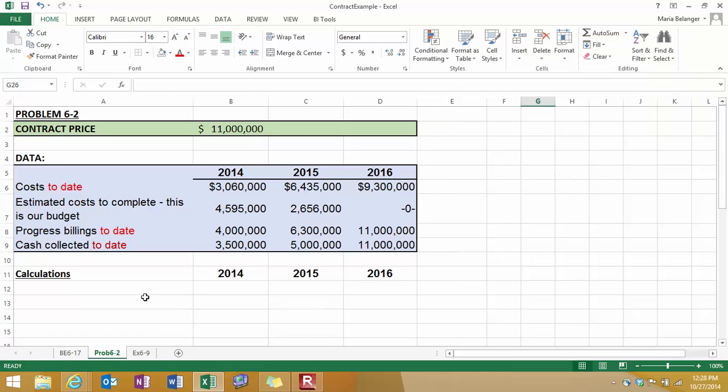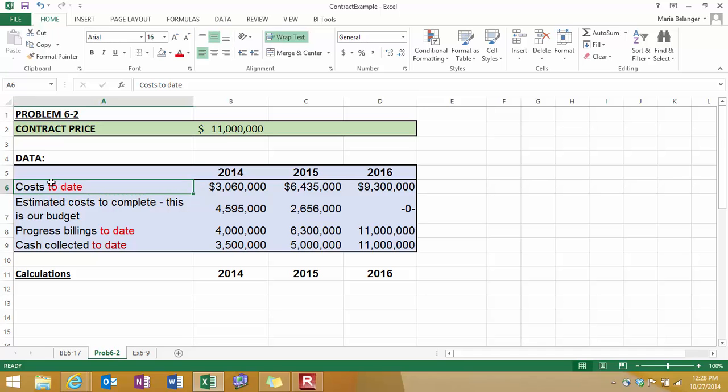method for the presentation in the income statement. You'll see that I've copied the problem data from the textbook. So these are the numbers from problem 6-2. And I've highlighted at the top the contract price that will be charged to the customer, which is $11 million for a contract that will stretch out over 3 years.